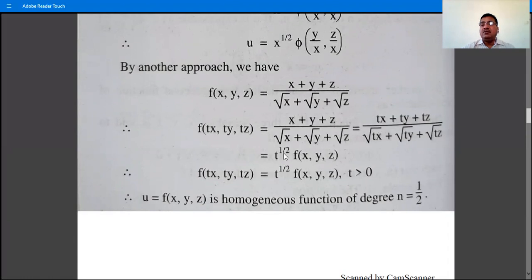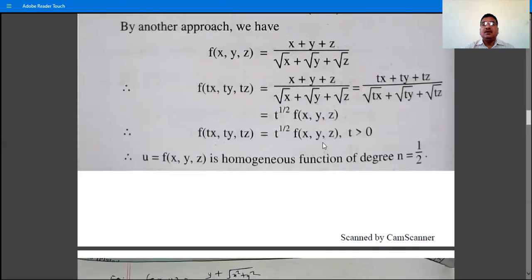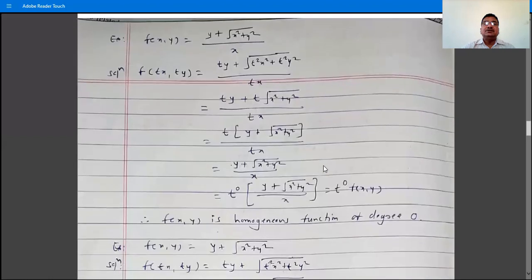So t divided by root t is t raised to half, and the remaining is the function of x, y, z, and therefore we can verify that the function f(x, y, z) is a homogeneous function of degree half. So some examples.